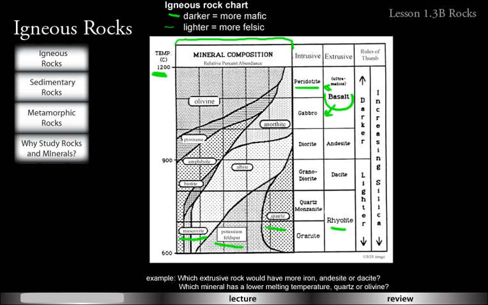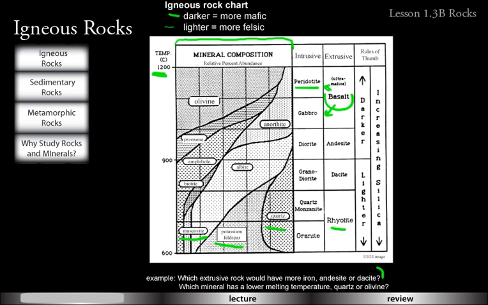So looking at this chart and then thinking ahead to your homework, there's many questions you could ask. Here's a couple of examples down here. Look at the first one. Which extrusive rock would have more iron, andesite or dacite? Well, this direction here is increasing silica, and so the other direction is increasing iron. And so we want to compare andesite and dacite. Well, andesite, that would be the one with more iron. Why don't you see if you can answer that second question there? Pause the lesson.